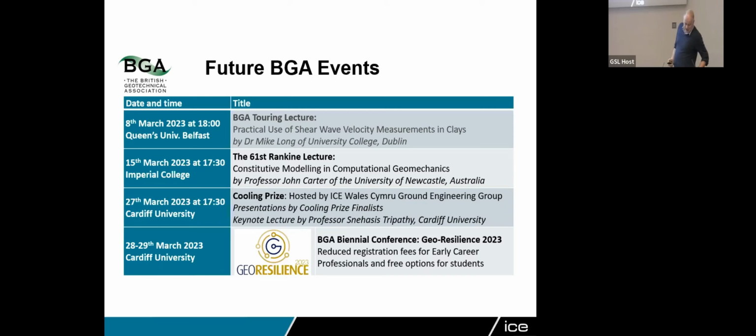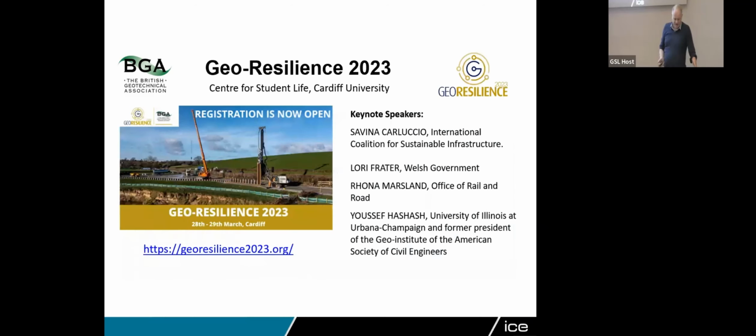I think the two big ones really are the Rankin lecture next week, and the first one is the BGA touring lecture, which is not online. If you're in Belfast, please turn up. Sorry, I missed it, that's a proper faux pas. And the Cooling Prize is a precursor to the BGA's Georesilience Conference, which the next slide is about, in Cardiff in a few weeks' time.